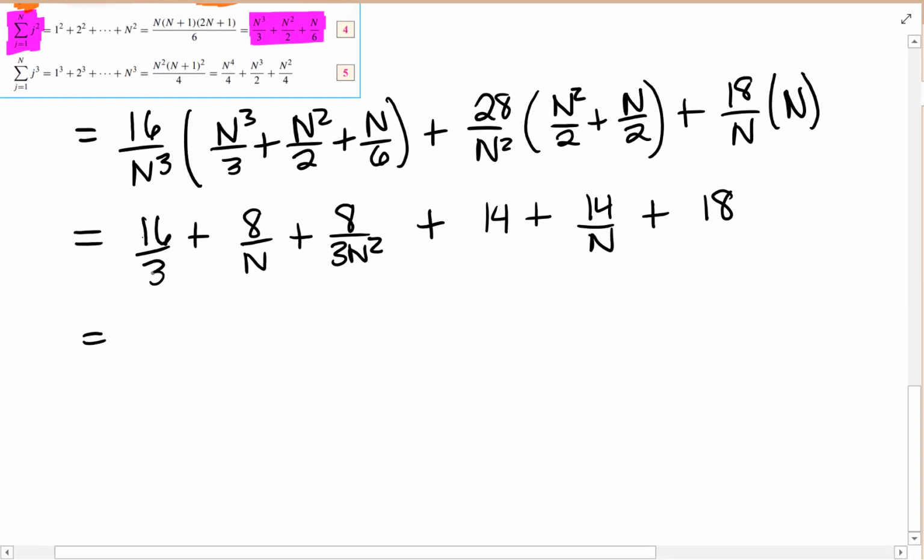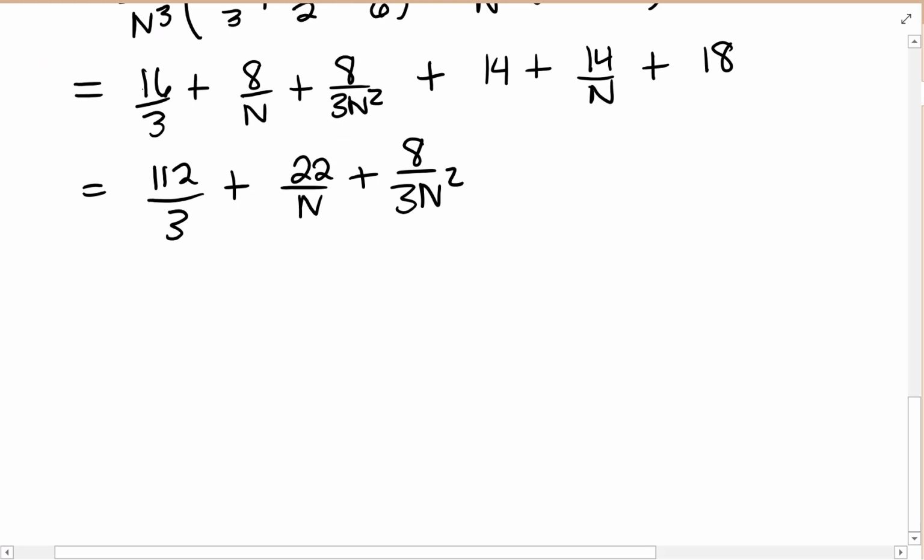So let's combine our numbers. 16 over 3 plus 14 plus 18 is 112 over 3. You can check that with your calculator. 8 over n plus 14 over n is 22 over n plus 8 over 3n squared. Now we have a term we can calculate the limit of.